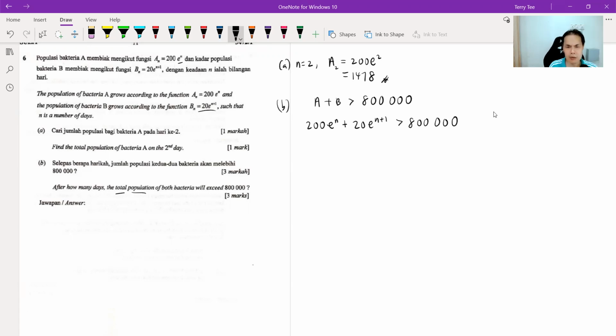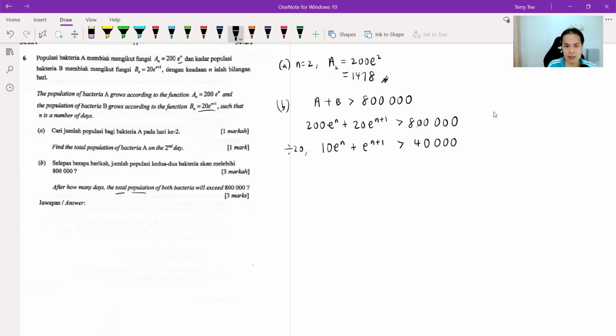800,000. Now, I don't like the number in front. I think I can just divide by 20. Let's simplify this. When I divide 20, I get 10 E power n. When I divide by 20, I get E power n plus 1. And 800,000 divided by 20 is 40,000. So I put a 4 here, 0, 0, 0, 0. If you're not sure you can use a calculator.